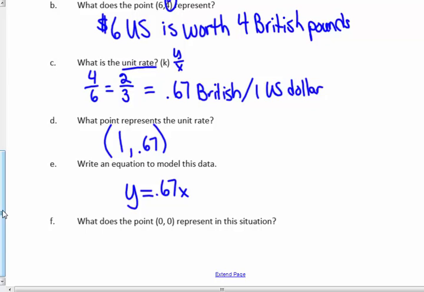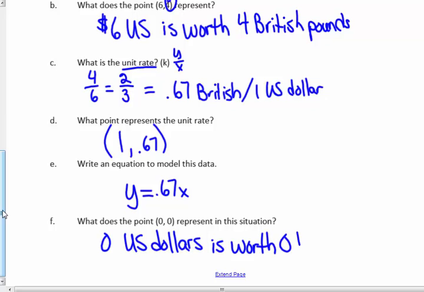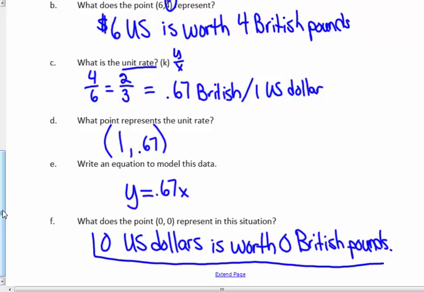What does the point 0, 0 represent in this situation? Meaning with this story, not the origin. Say the x first: the x-axis is US dollars, so 0 US dollars is worth 0 British pounds. You have to put the story in when it says in this situation. What are the variables? Say x first and then y. It's not the origin. In this story, 0 US dollars is worth 0 British pounds.